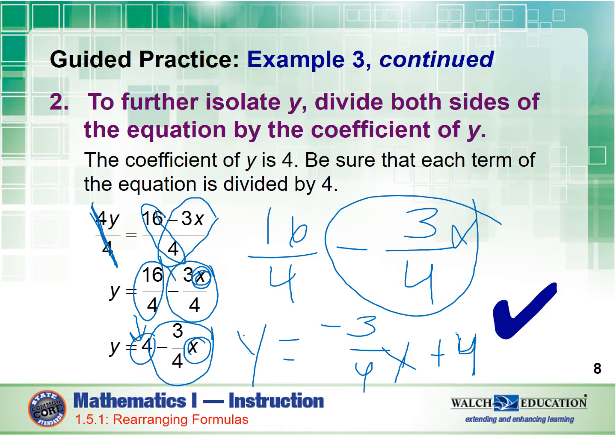That's a 4, not a y. You would see the answer written with the variable and the coefficient first, not the constant first.